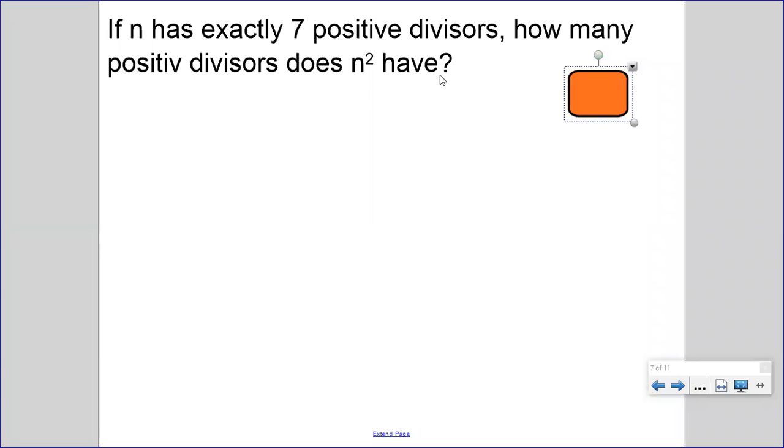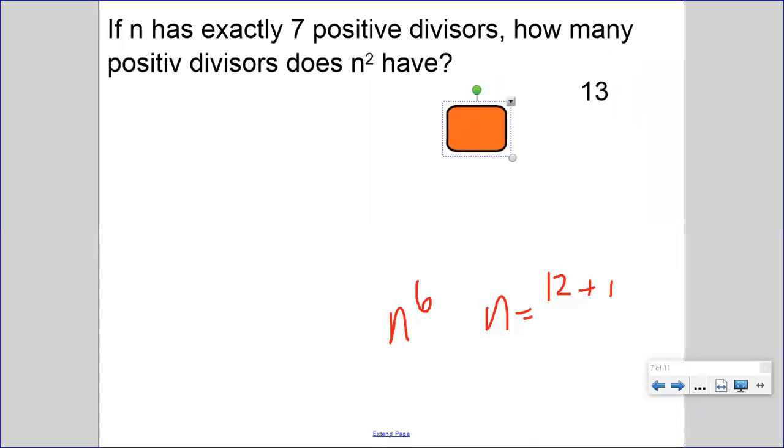Ananya. If it has exactly 7 positive divisors, n has an exponent of 6. And then once you square that, you get n to the 12th, and then you add 1 to 12 and you get 13. And that gives us 13.